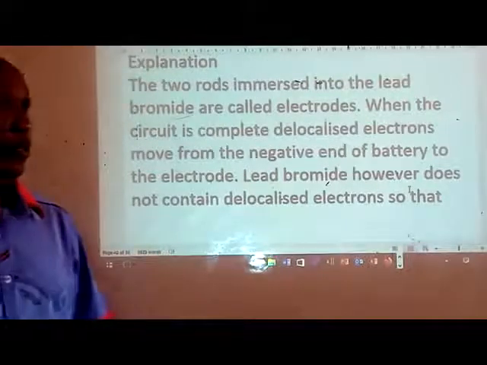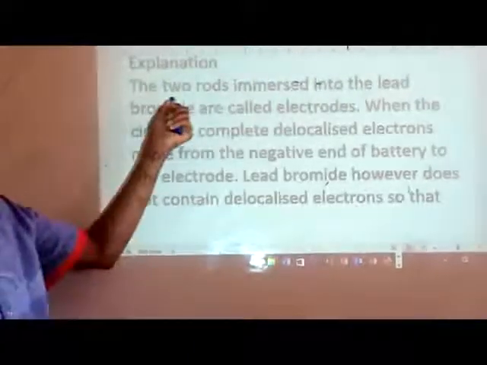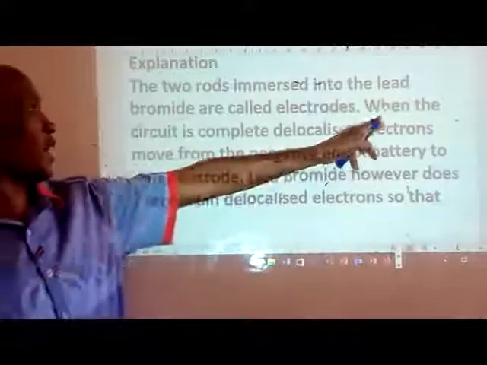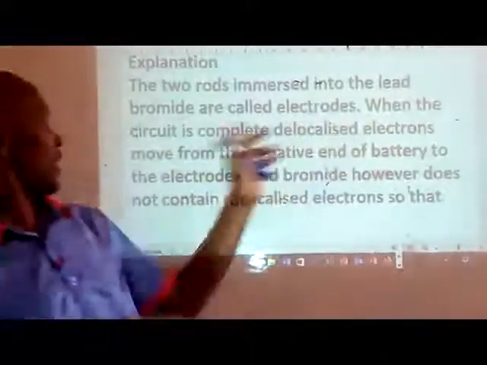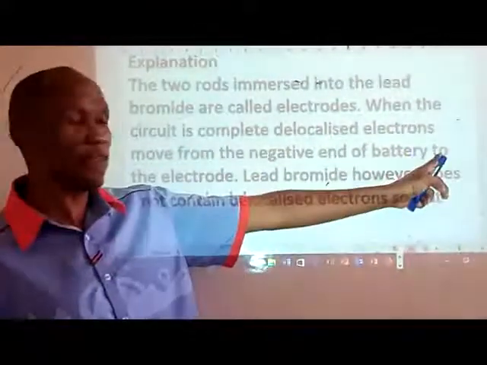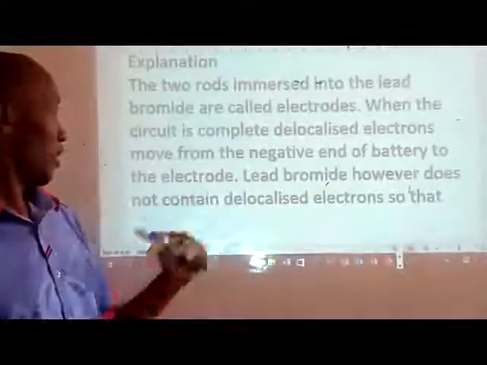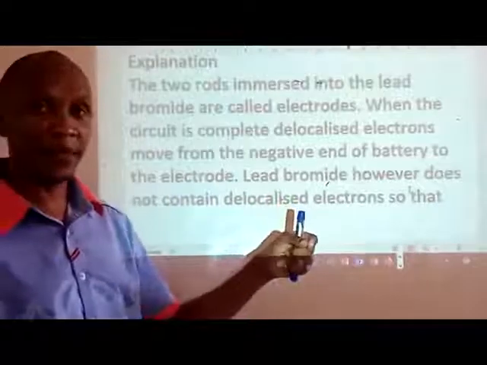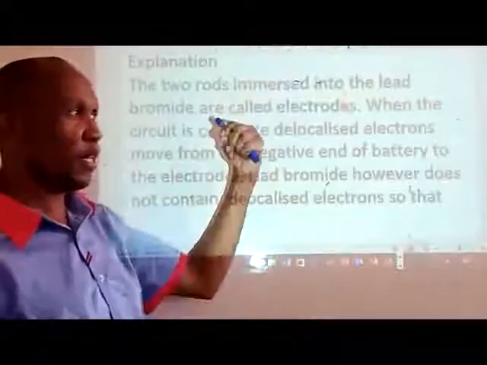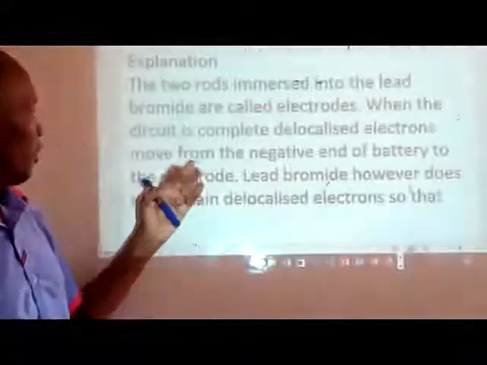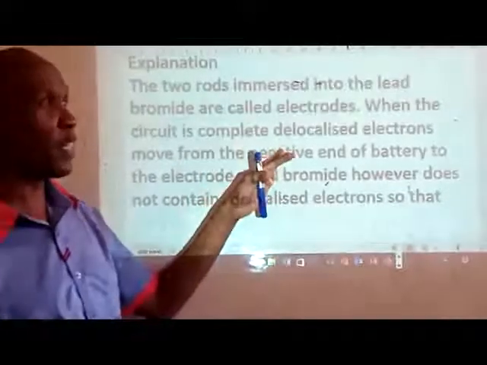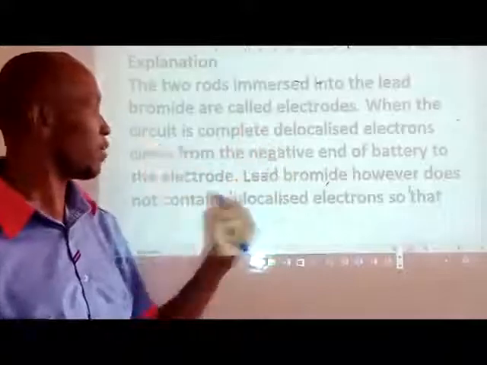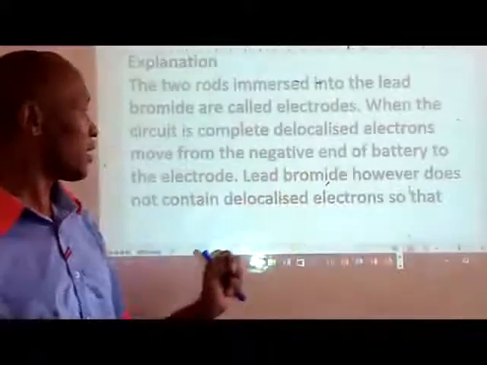Let's go through the explanation again. So the 2 rods immersed into the electrolyte are electrodes, we have already said that. When the circuit is complete, the delocalized electrons move from the negative end of the battery to the electrode that is connected there. Negative is the short line. The short line is negative. The long line is positive. So they move towards that.